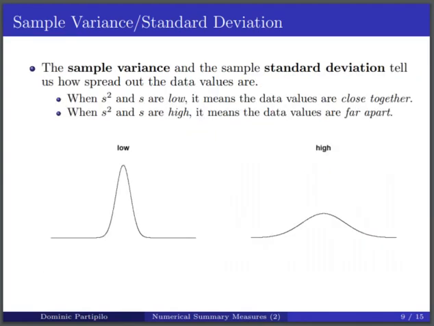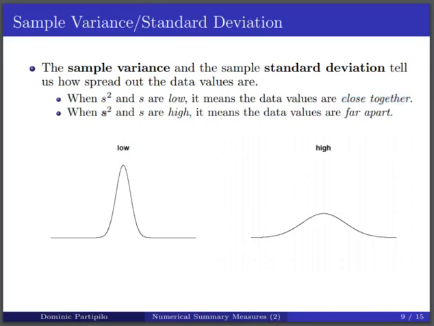So like we mentioned, the sample variance and the sample standard deviation tell us how spread out the data values are. They're measures of spread. So how do we interpret them? Well, when the sample variance and the sample standard deviation are low, it means that the data values are close together. It means they don't vary by a whole lot. They're all grouped together in the same place.